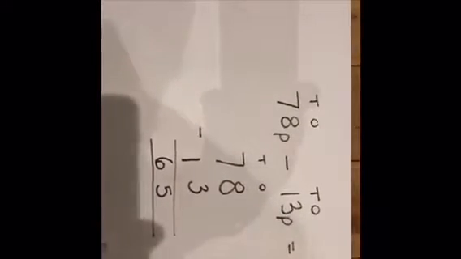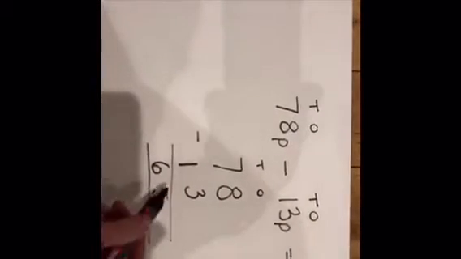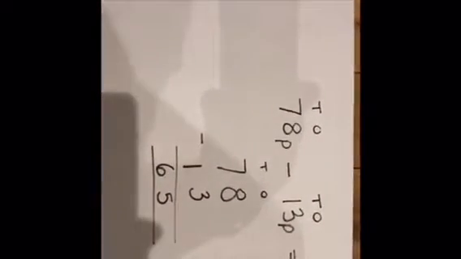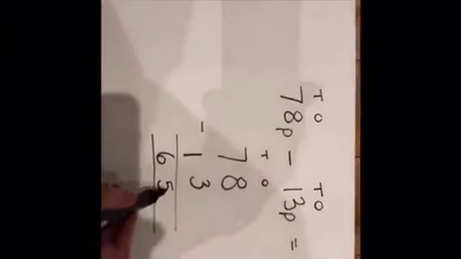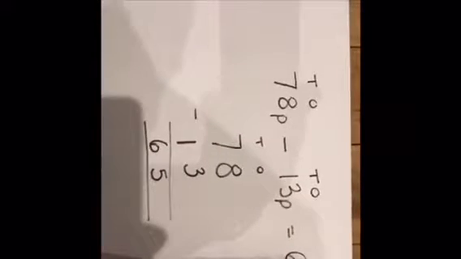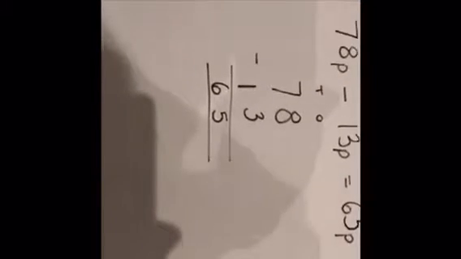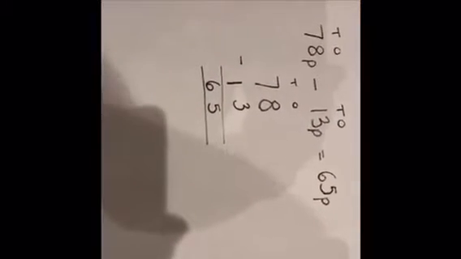So our answer, 78 take away 13, is 65. 6 tens, 5 ones. I'm going to write it here now, remembering I'm working with money. So I'm going to write pence, because that's a really important part. We remember we're working with money. So, moving on. Now, this is something super duper important now, and it gets a little tricky here.